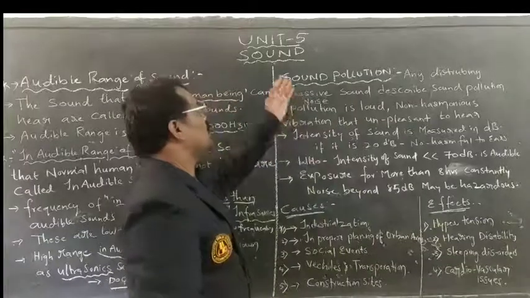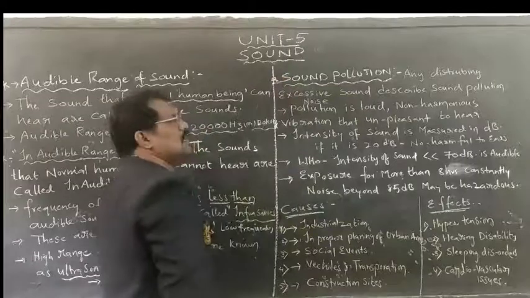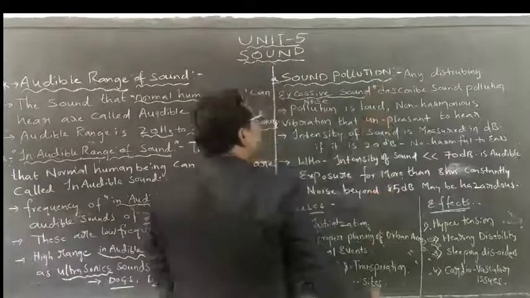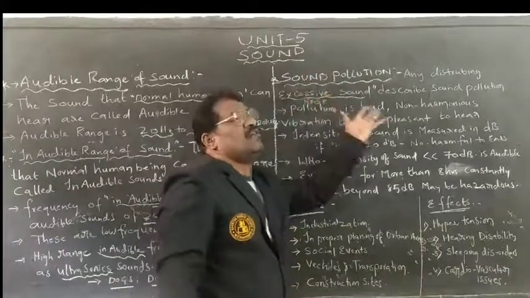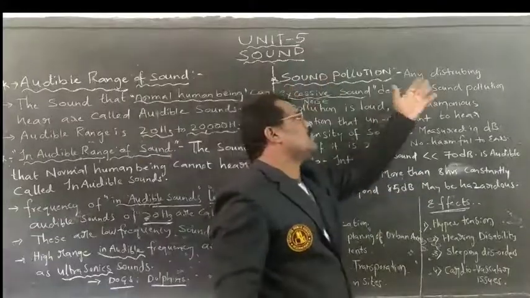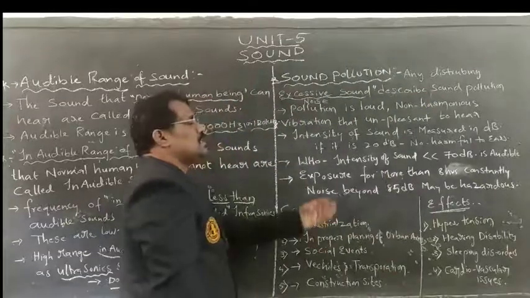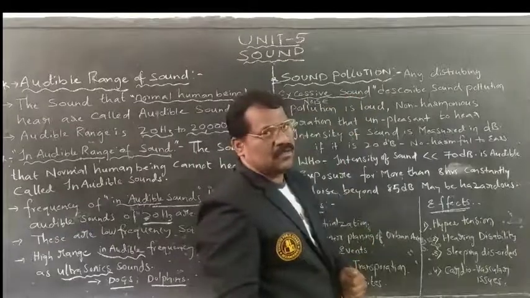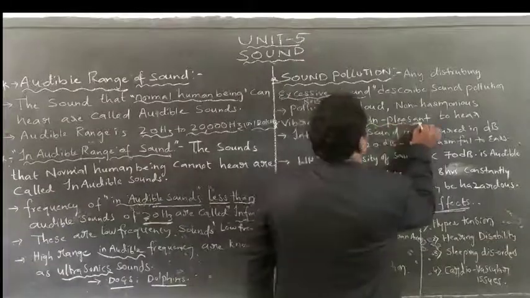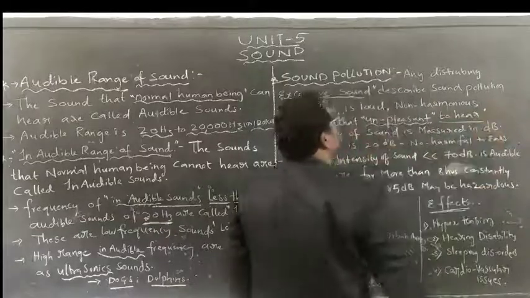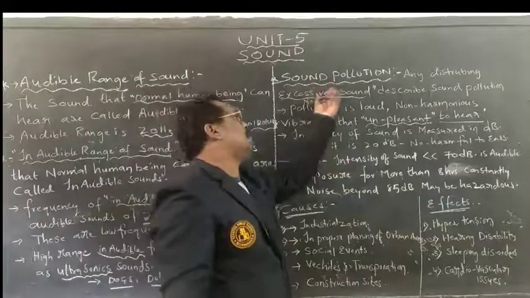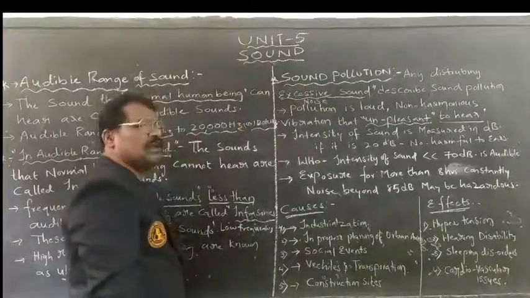This is about the audible range of a sound as well as the inaudible range of a sound. The next topic is sound pollution. What is called sound pollution? Any disturbance which is excessive in sound, which is produced in excess. We are talking about the sound chapter. If sound is in excess or the disturbance is more regarding the sound, we call that sound pollution. Sound pollution is a loud sound which has non-harmonious vibrations that are unpleasant to the ear. The sounds which are unpleasant to the ear and have non-harmonious vibrations are called noise pollution or sound pollution.